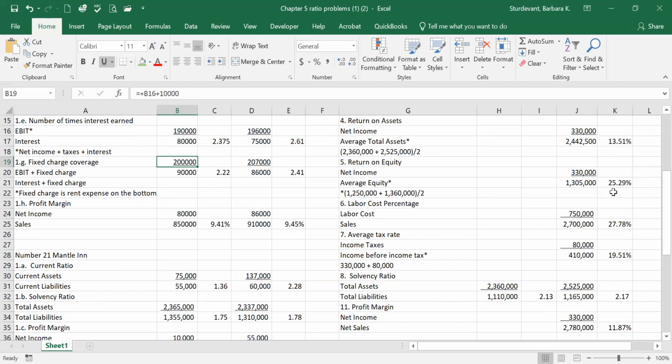So this is basically what the company is earning based on their stock and based on being in business, because it's your retained earnings. So that's a pretty good percentage. All right, questions on the first 5?